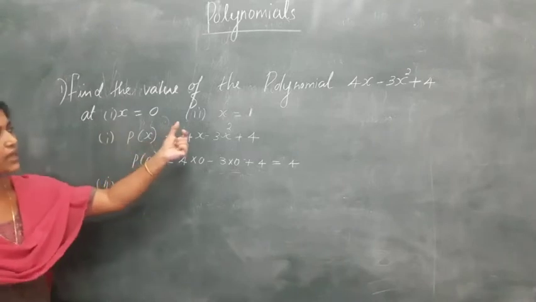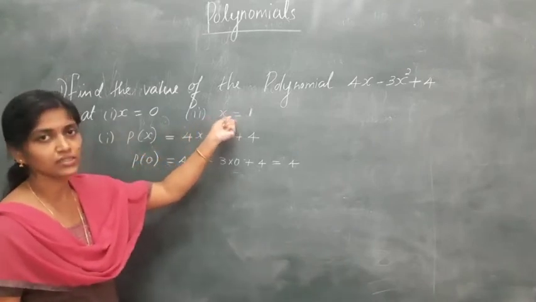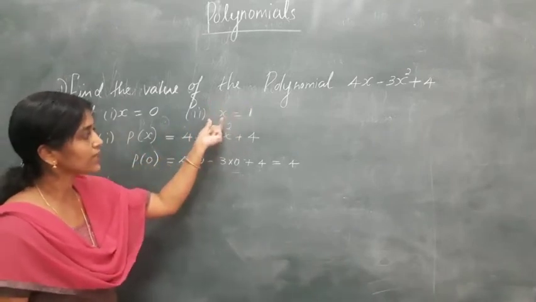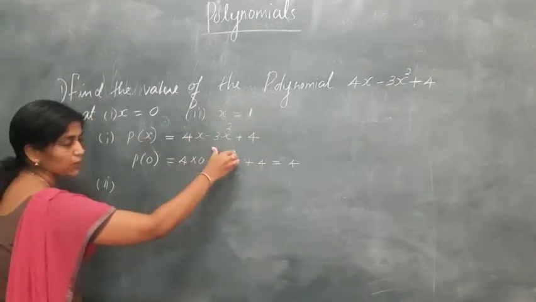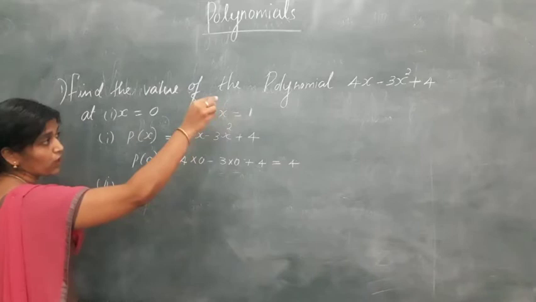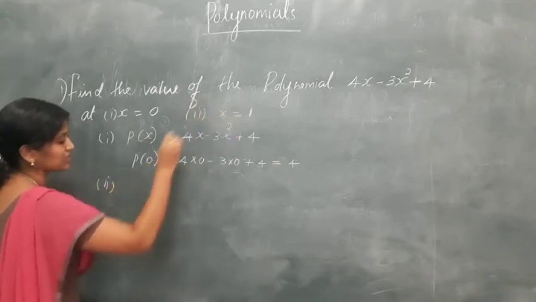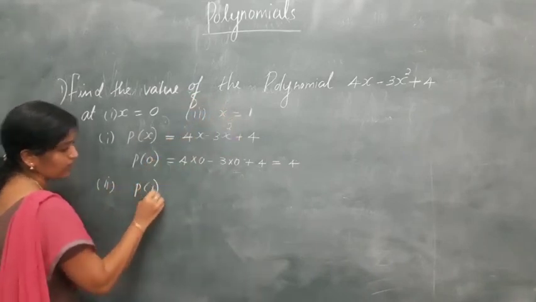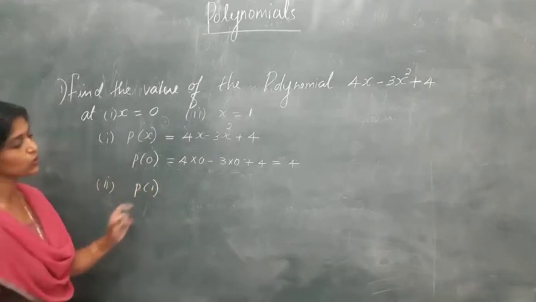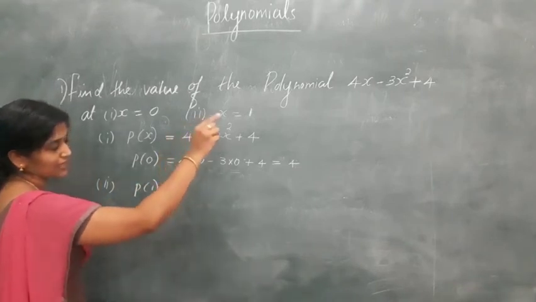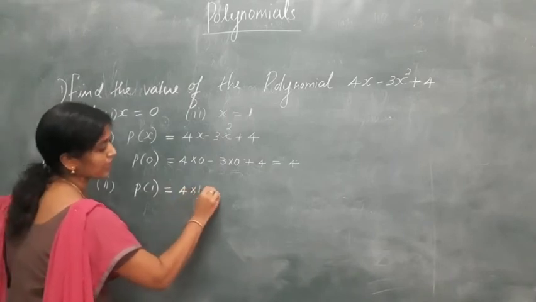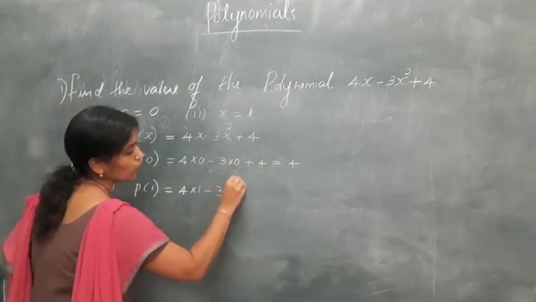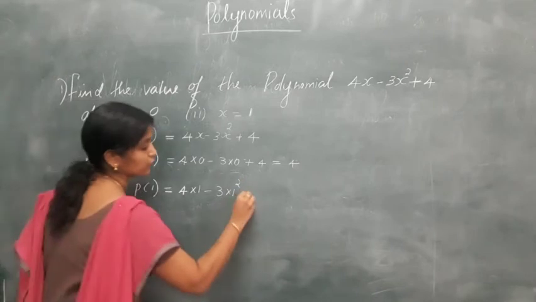Next, second question: we have to find the value of the polynomial when x is equal to 1. So we know p of x, we took it as this polynomial. The value of the polynomial at x is equal to 1 is denoted as p of 1. So p of 1 is equal to, you can give the value of x as 1, that is 4 into 1 minus 3 into 1 square plus 4.